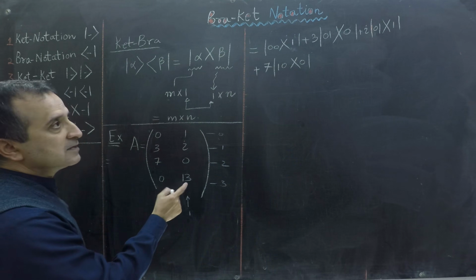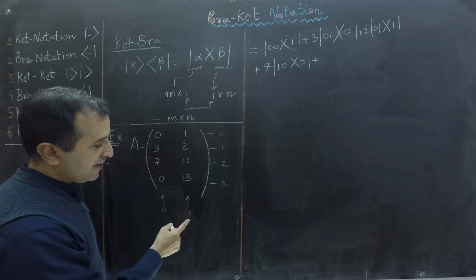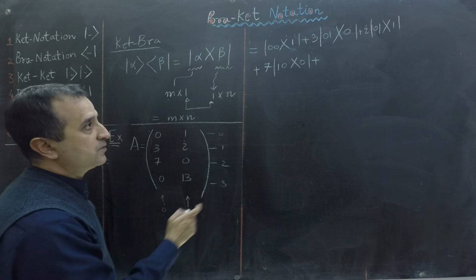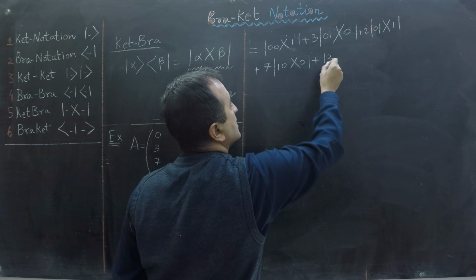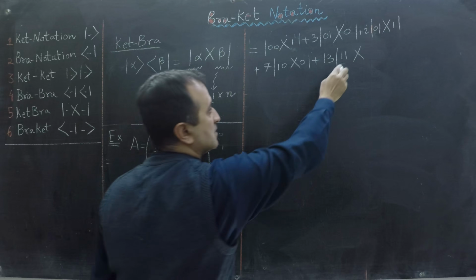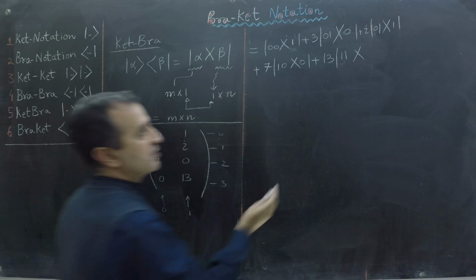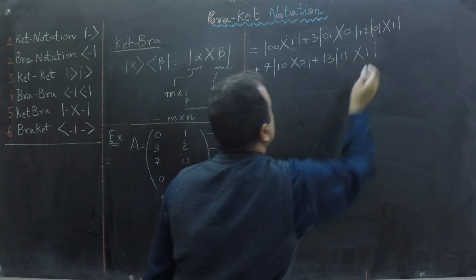And then I have to write 13. This 13 is at the 3rd row, so I will write here 13 ket 1 1 because 1 1 is equal to 3. And then at the first column, so I will write here 1. And that's it.